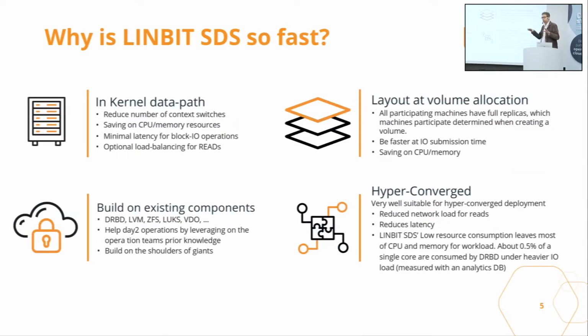And this is the first part of the presentation. I'm doing a high level flyover, and then we go into the details. So what makes it unique? Why does it deliver good performance? That is because of DRBD, because we have the data path completely integrated in the kernel, and that allows us to reduce the number of context switches.